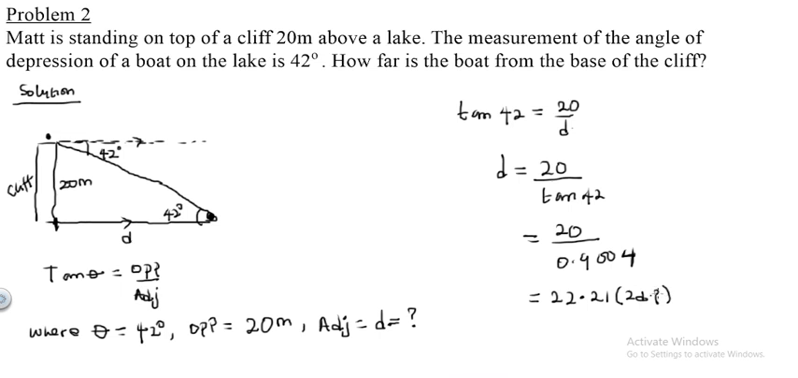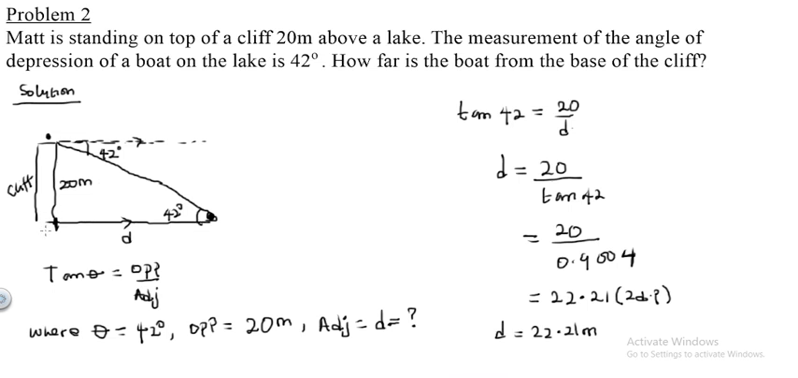Now, if you're having problems understanding what 2 decimal places or 1 decimal place are, I'll leave a link here so that you can go watch a video where I talk about approximations. So this means that the distance is equal to 22.21 meters. So the distance from here to here is 22.21 meters.